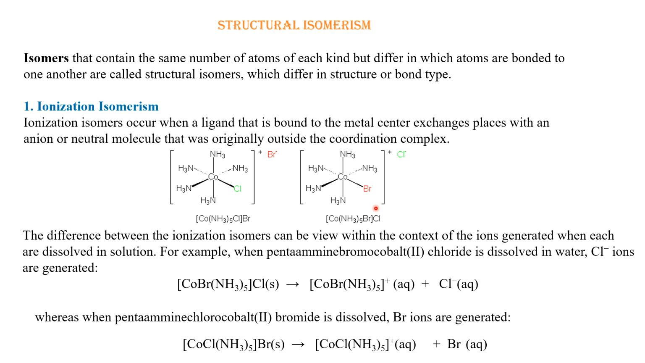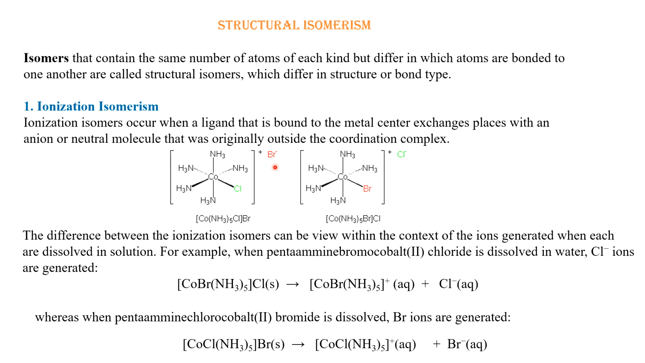Now, why is the name ionization isomerism? Because we have already discussed in Werner's theory that the ligands which are inside the coordination entity are not ionizable. They have a covalent coordinate bond with the metal atom. So these are not breakable in water. But those which are outside the coordination sphere have an ionic interaction with the metal center.